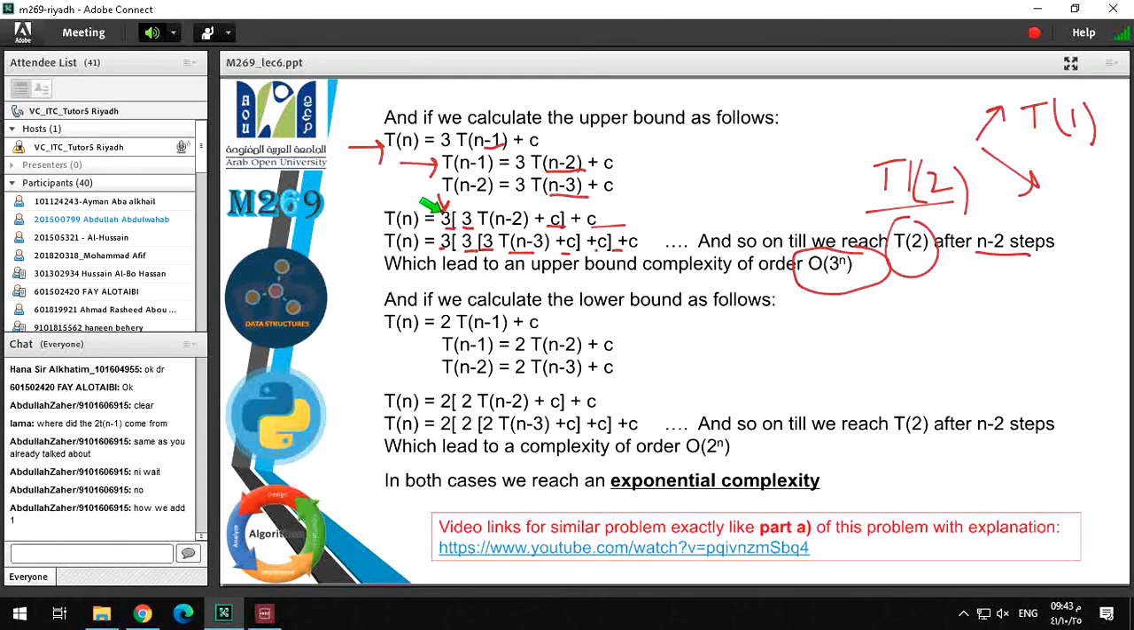Okay, what is the lower bound? The lower bound, when it is 2t(n-1). This is the lower bound. 2t of n minus 1 plus c.